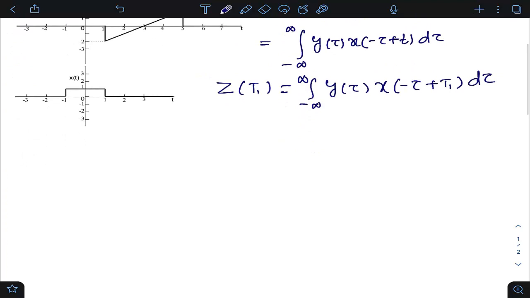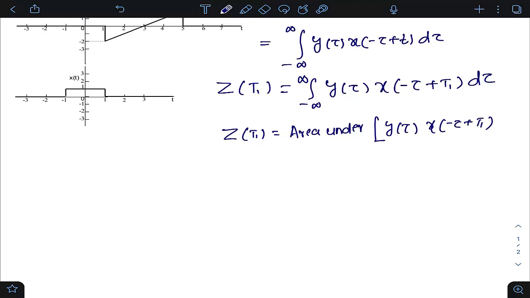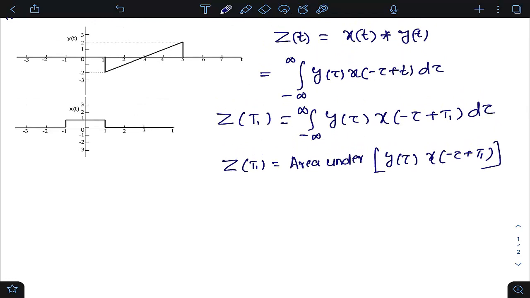And as you know very well, integration always gives the area under the curve. So z(t1) happens to be the area under the product of y(tau) and x(minus tau plus t1). Okay, so this is your y(t). If I ask you to draw y(tau), simply this is y(tau), and this axis, which was t earlier, becomes tau. So this is tau. Now let us try to plot x(minus tau plus t1).